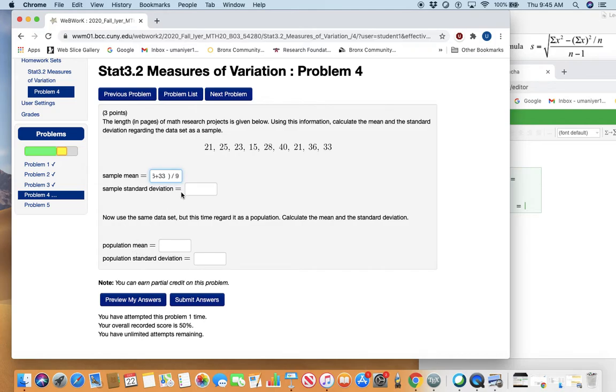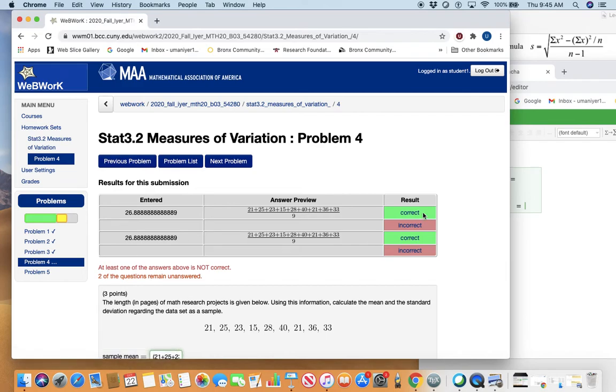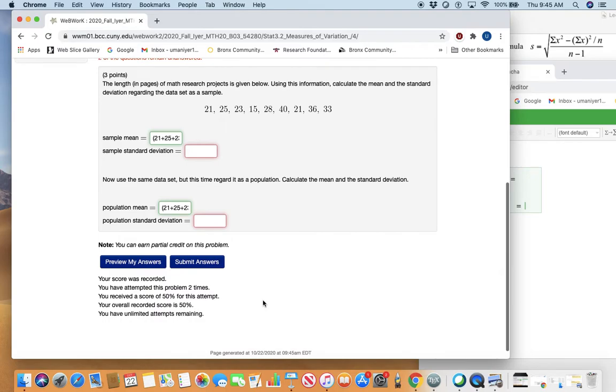The mean for a population follows the same formula, so I'm copying and pasting. I haven't yet completed the standard deviations, but let me check whether I have made any mistakes or not. Okay, so these two are correct. So all I need to find is the standard deviation.